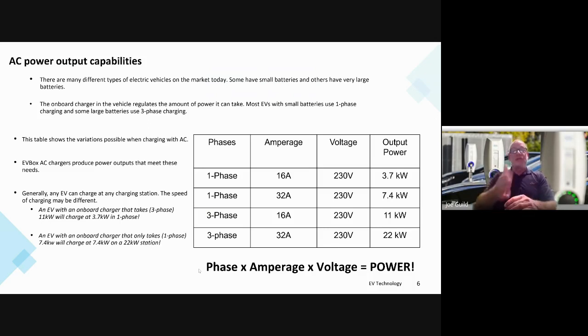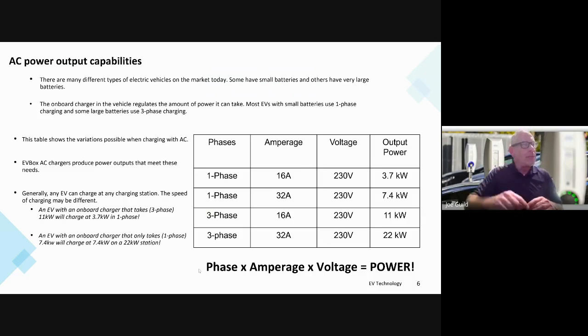So remember, just the amperage times the voltage is our watts, and if we have 3 phases, we'll just multiply that by 3, and we get approximately these values coming out. The higher the value, the faster the car charges.